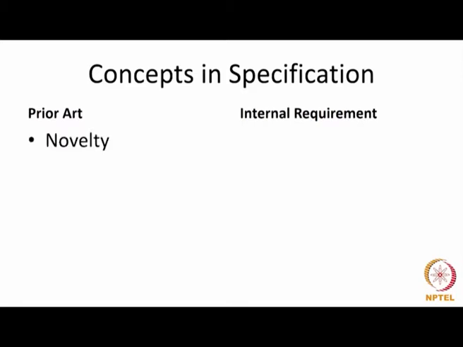Now, on prior art, the first thing that the patent specification should satisfy is novelty. The claim drafted in the claim part of the specification should be novel. Novel means that the invention should be new, what is claimed has to be new, and it should not be anticipated by the prior art. Anticipated means there is a disclosure, and the disclosure completely has all the integral elements or the technical features that are covered in the claim.